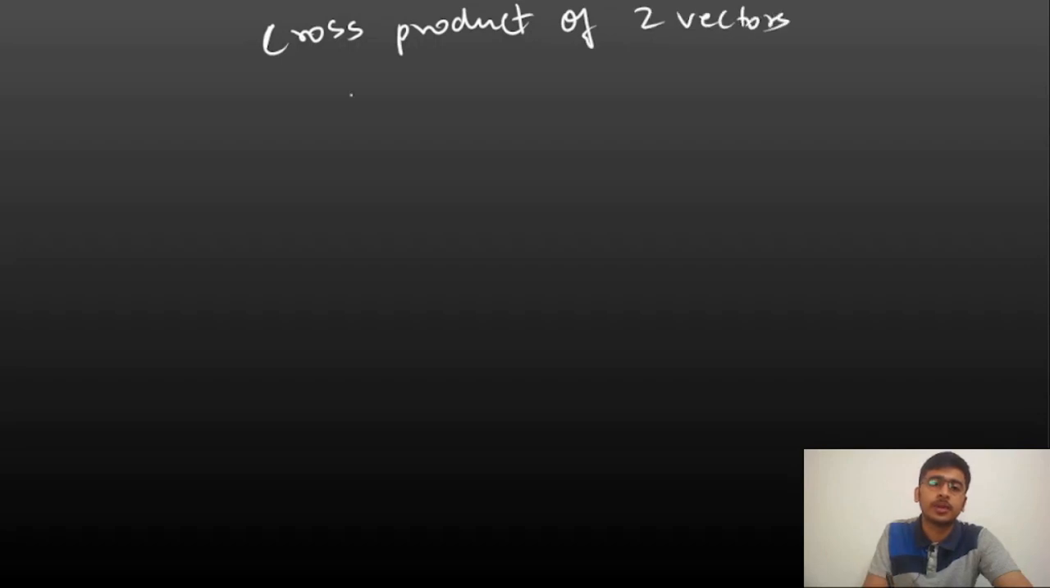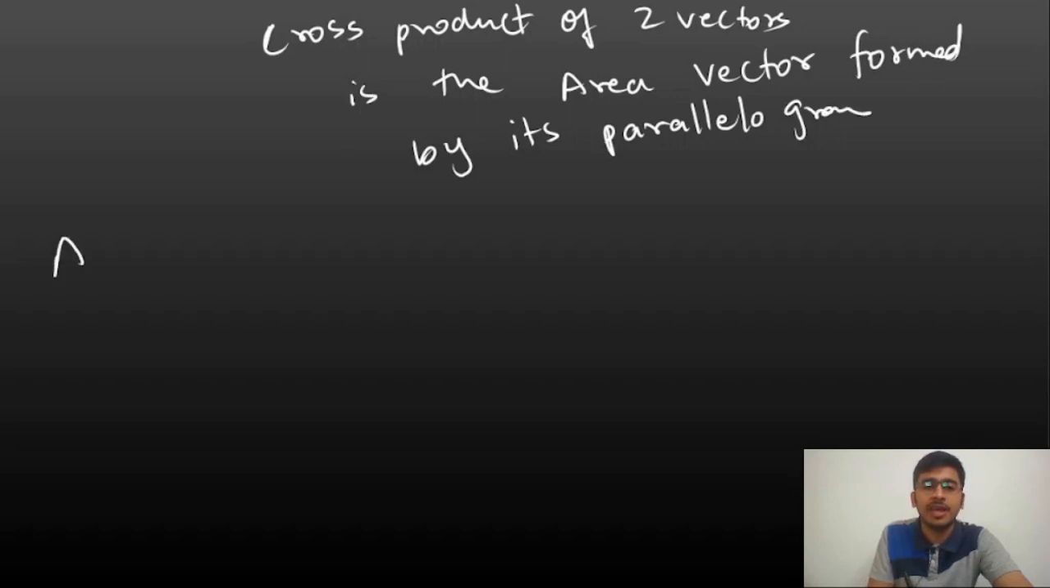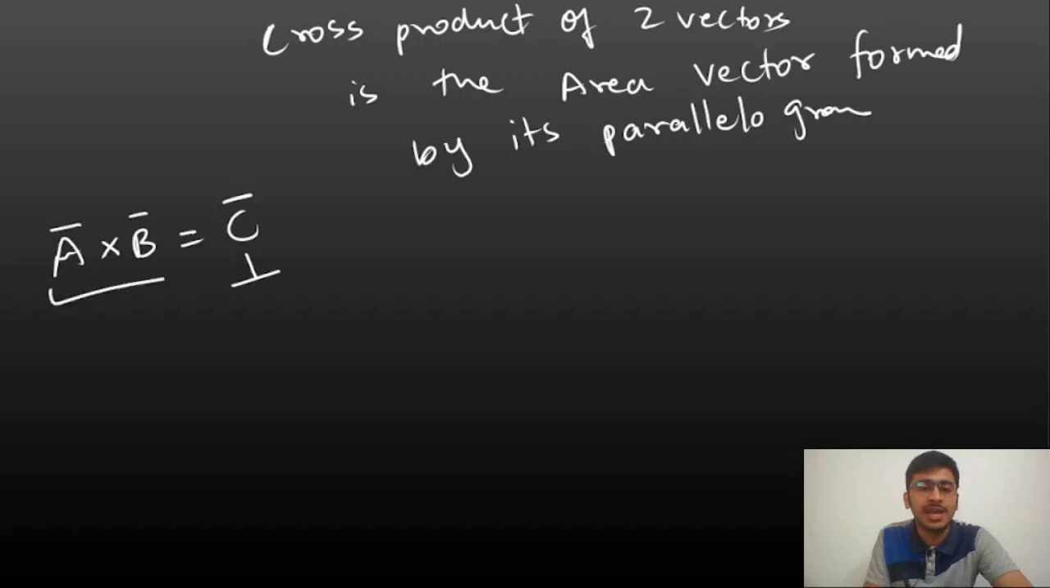So what I'm saying is that cross product of two vectors is the area vector formed by its parallelogram, and also A vector cross B vector gives me a C vector, and C vector has to be perpendicular to this area.